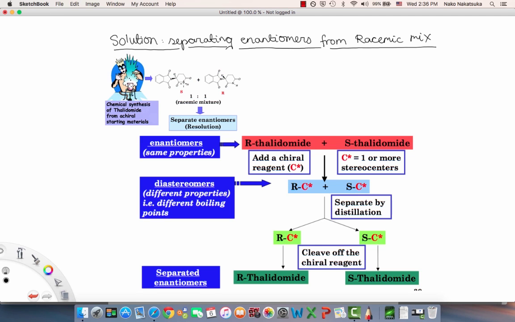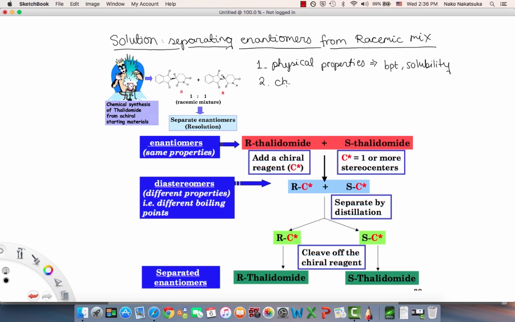So this diagram indicates that you do the chemical synthesis of thalidomide from achiral starting materials and you get this racemic 1-to-1 mixture of the S and R isomers. So now we have to separate these into their specific enantiomers. So how can we do this? Well, the first option is using their physical properties, such as boiling point, solubility, etc. This can help you to separate two things apart.